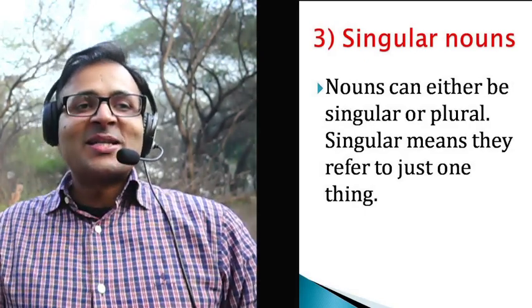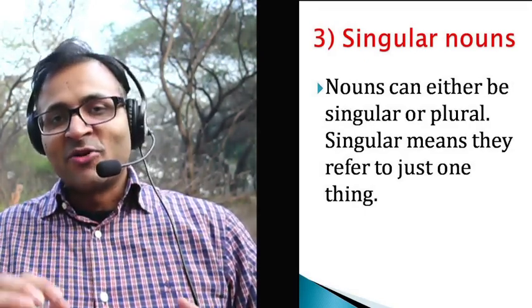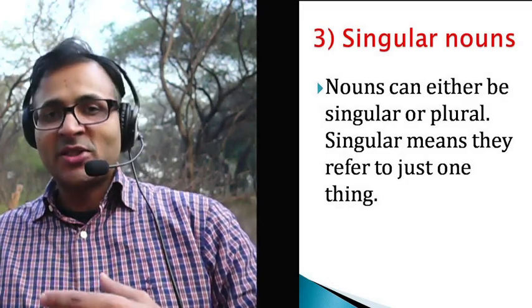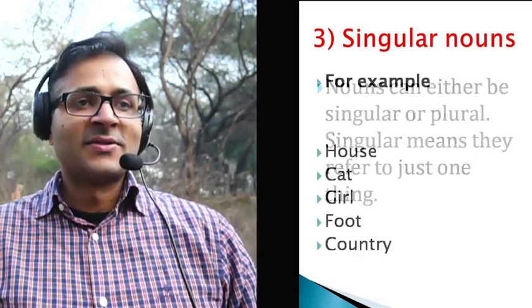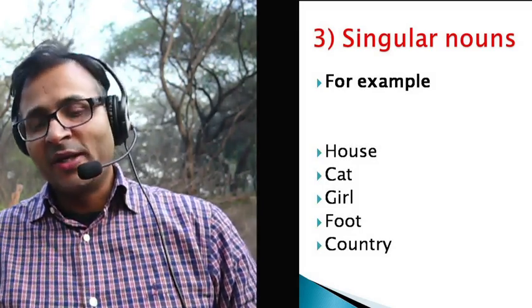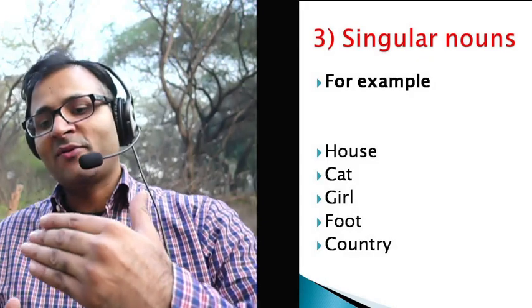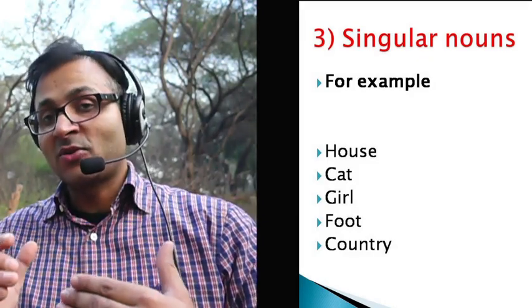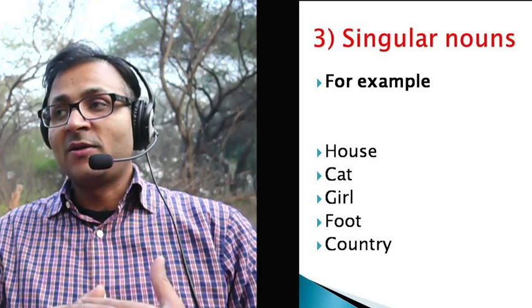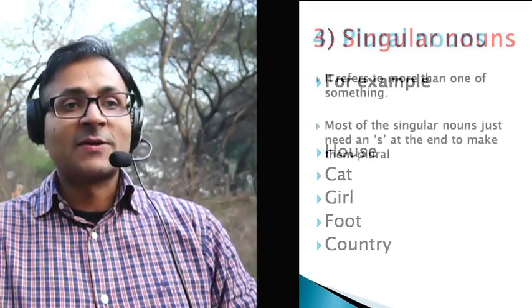So nouns can either be singular or plural. When I say single, that means they refer to something single. Like in the next slide, we have house, cat, girl, foot, or country. When you have single, you have to make the double also, because you have some nouns which don't have a plural form. For example, we'll do it in the next slides.